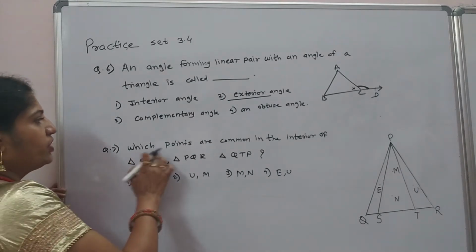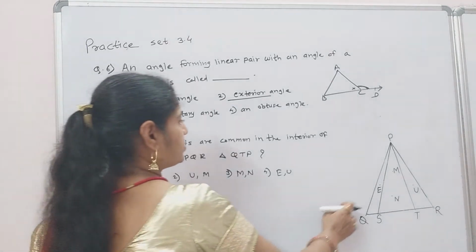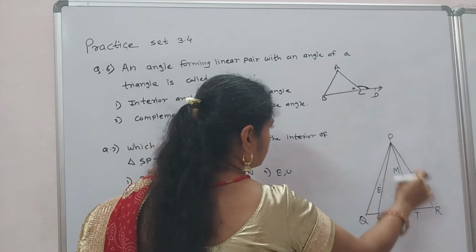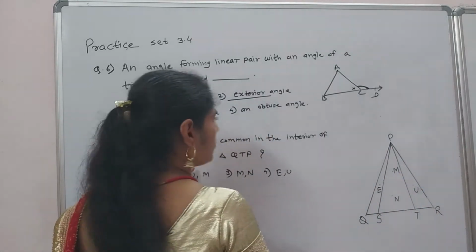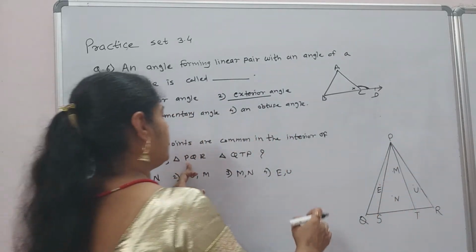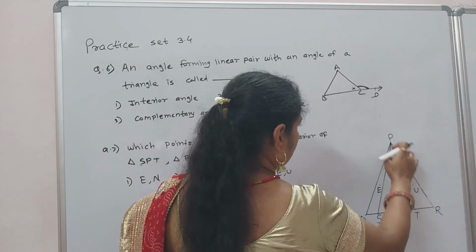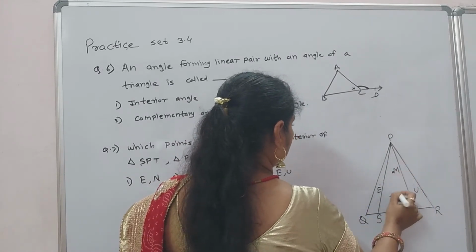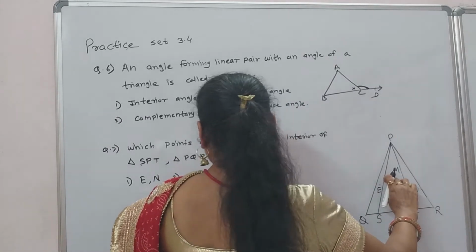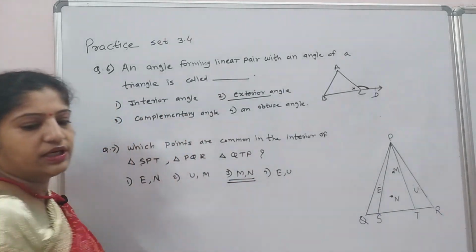Number 7. Which points are common in the interior of the triangles? Look at the figure. SPT, MN. PQR, the biggest triangle. QTP. These two points M and N are the common interior of the 3 triangles. That is MN, option number 3.